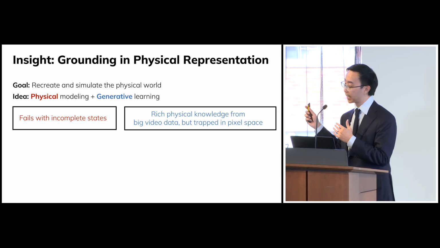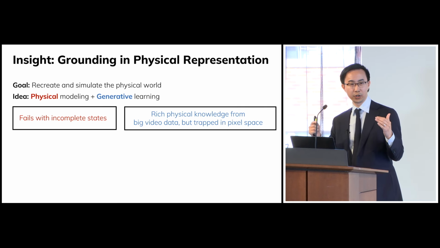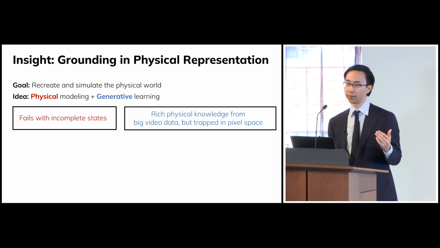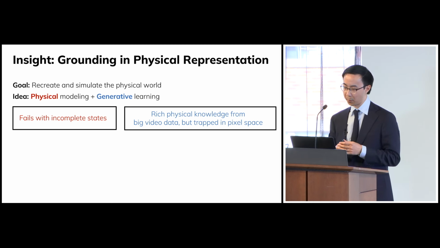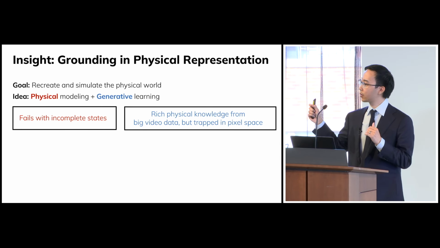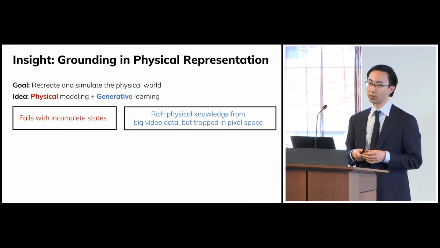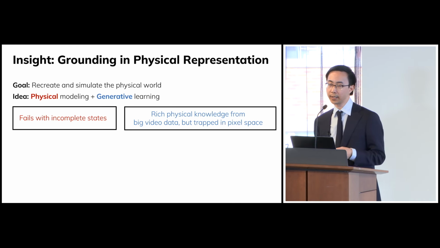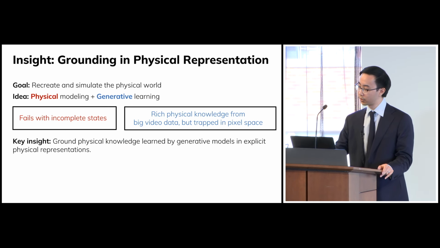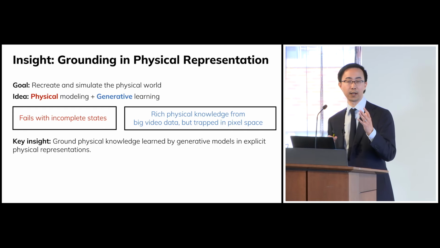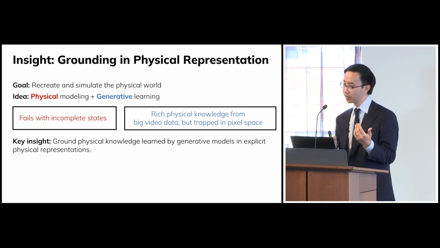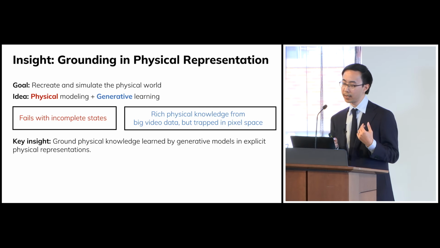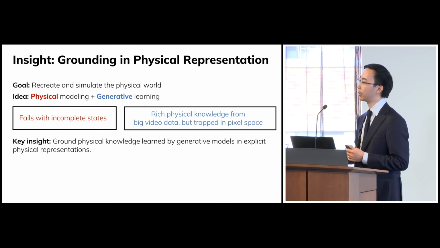And generative models, on the other hand, have actually learned rich knowledge about the world from internet-scale data. And this will scale up with time passing. But such knowledge is trapped in pixel space. So you cannot simulate it, you cannot act on it, and you cannot guarantee consistency with it. So the key insight behind my research is that we can distill the physical knowledge learned by these generative models and then ground it in explicit physical representation so that it can become actionable, simulatable, and consistent.